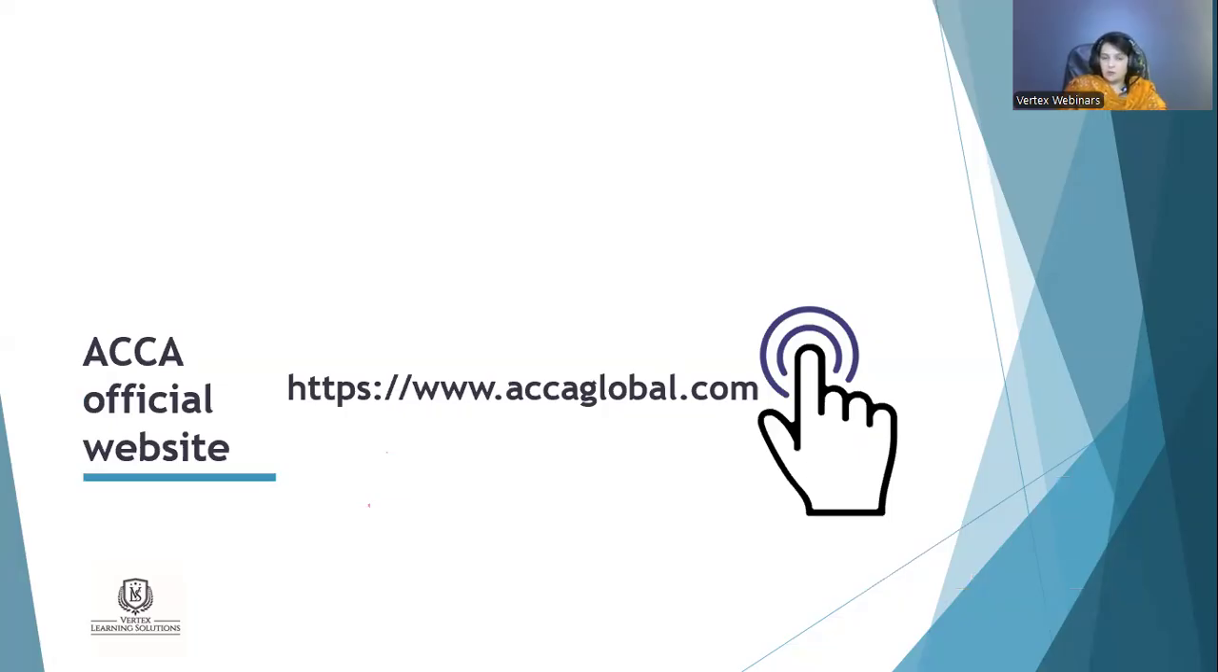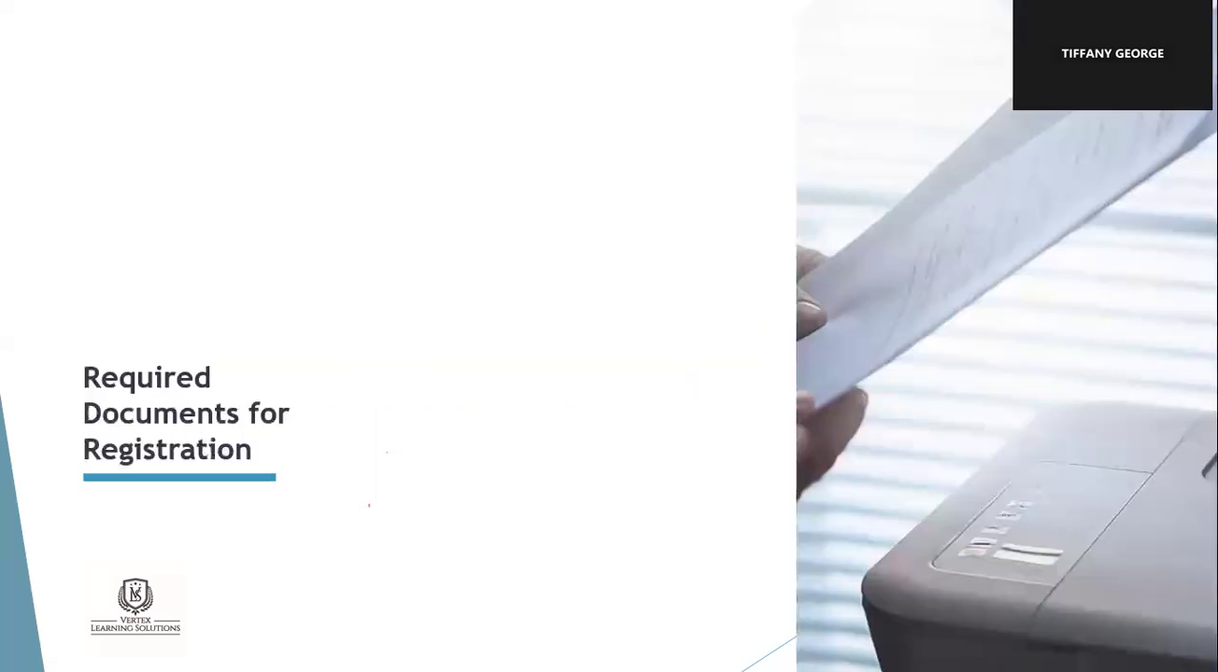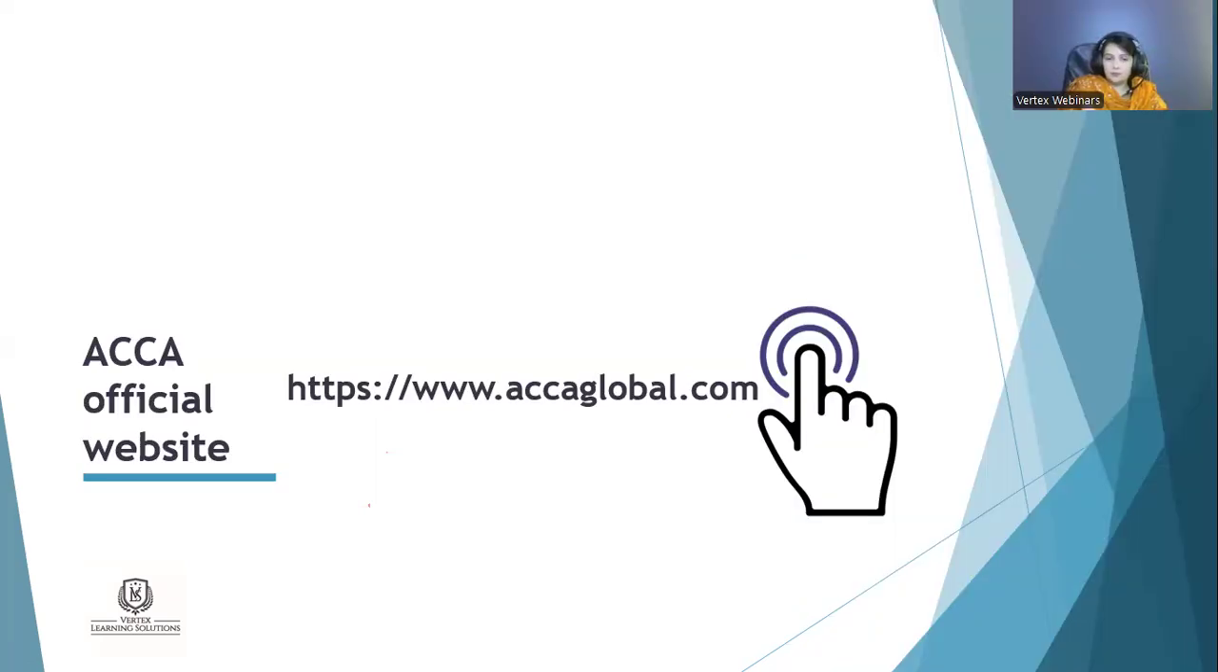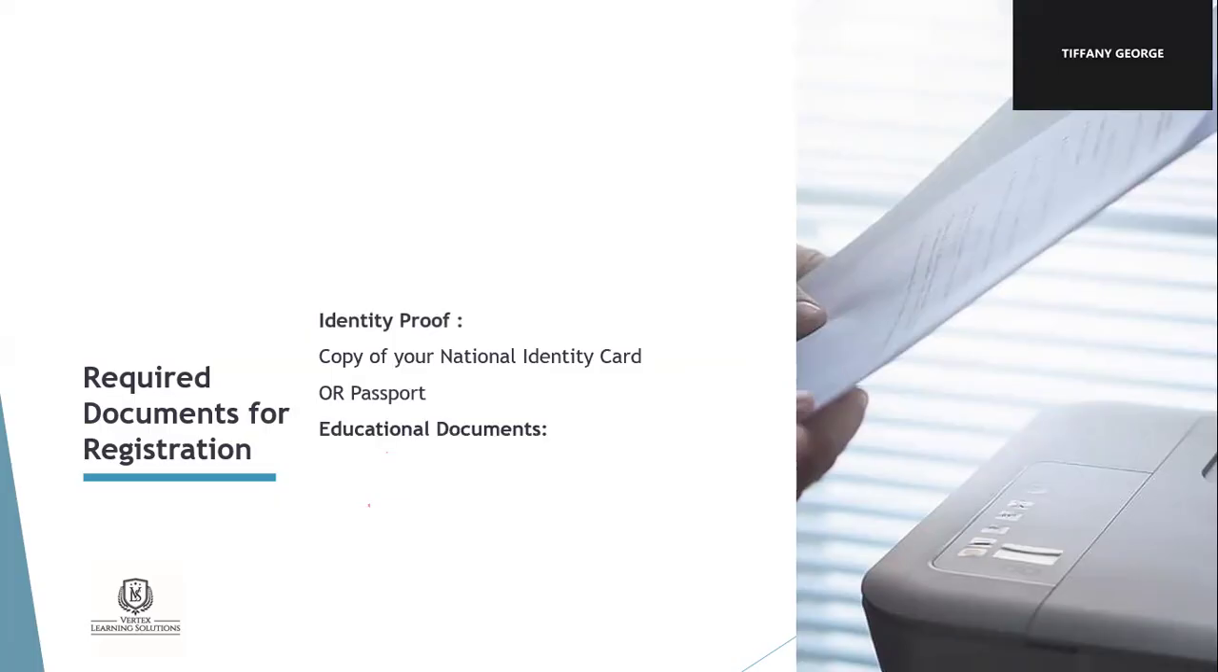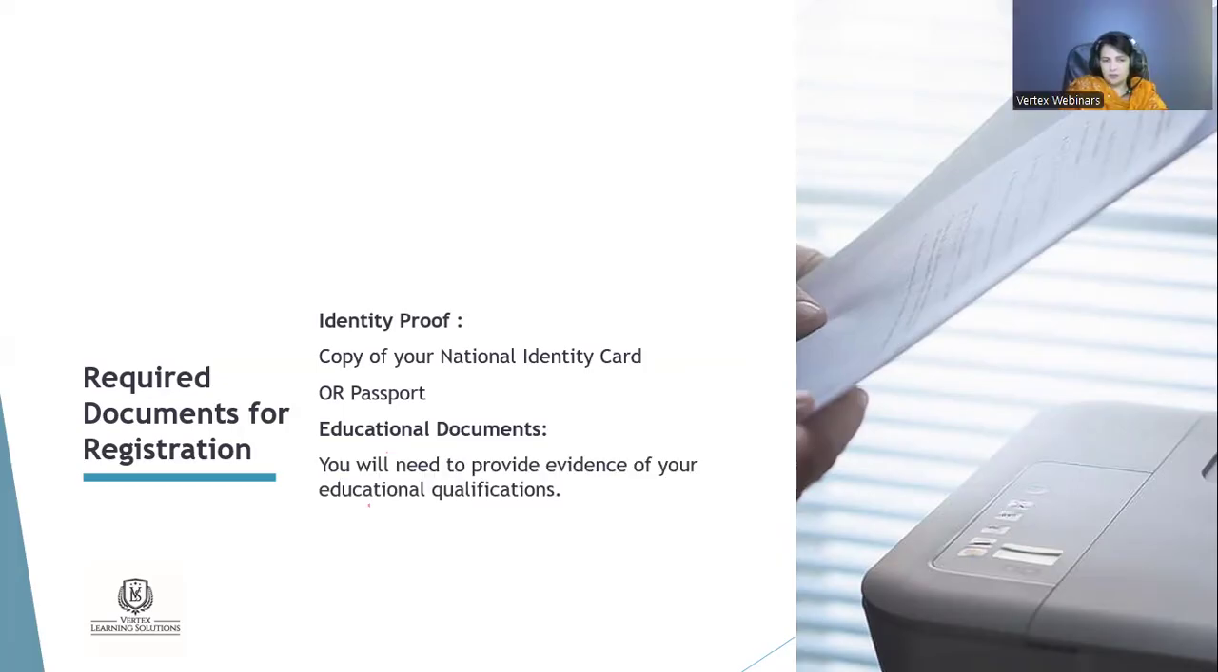So we can also give you the details, and we can help you to get registered to ACCA actually, and you can also get enrolled in our courses. And let me tell you, when you register, the required documents: a copy of your national identity card or passport, either of them you can give, and then your educational documents, you can just submit to the ACCA website.